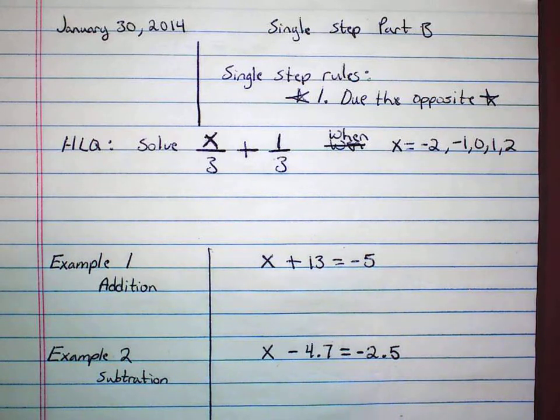Your HOQ, you're going to solve x over 3 plus 1/3 when x is equal to -2, -1, 0, 1, and 2. Now you're going to have 5 different answers.